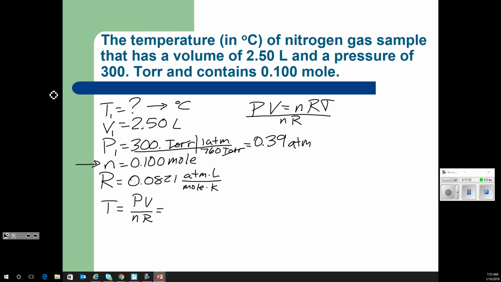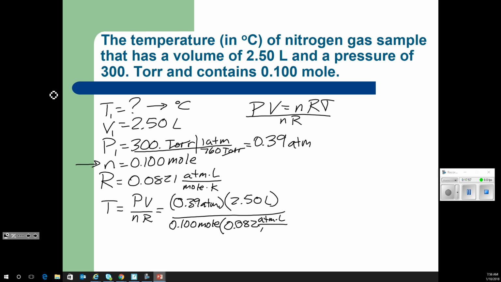Are we okay? All right, let's plug in. All you have to do is plug in. So 0.39 atm times volume 2.50 liters divided by n, 0.100 moles, times R, atmospheres times liters divided by mole times Kelvin. Checking to make sure the units cancel and give me what I want. I want temperature, so moles cancel, atms cancel, liters cancel, and I've got 1 over Kelvin, which Kelvin will flip to the top.